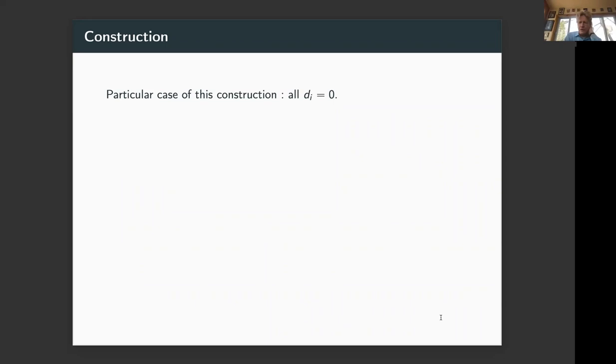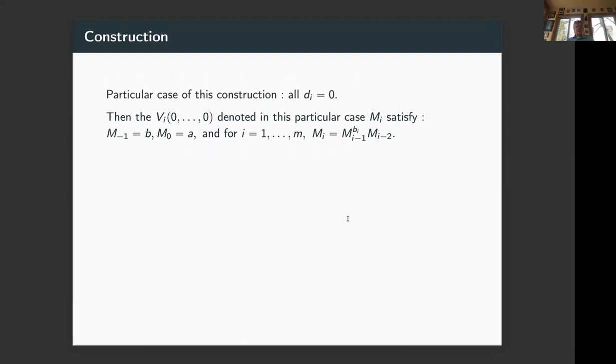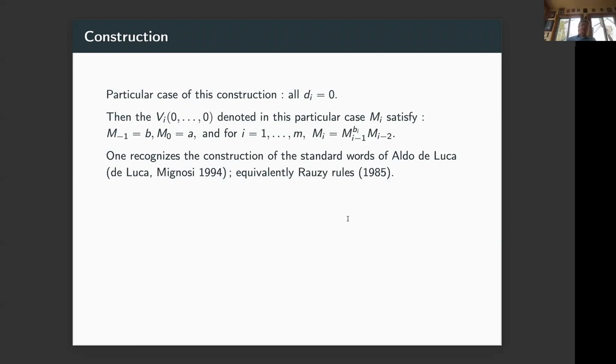Let's look at a particular case of this construction, where all Di equal zero. Then the formula is much simpler: the last factor disappears. We call these special Vi, depending on the zero sequence, Mi. And we have the formula Mi equals Mi minus 1 to the power Bi, multiplied by Mi minus 2. One sees that this is the same as the construction of standard words by Aldo de Luca, which appears in the paper by de Luca and Mignosi. It's also equivalent to what are called the Rauzy rules.